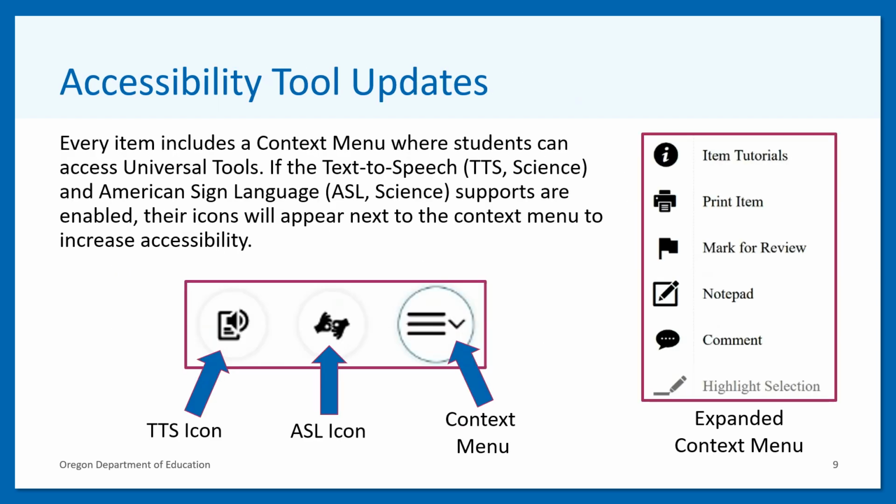Beginning in 24-25, students using text-to-speech or American Sign Language supports will now see the icons for these tools outside of the context menu within an item. This change makes it easier for students to find and use these supports. Test administrators should make sure to familiarize students with this new interface before testing begins. The context menu will still include universal tools and other features that may benefit all students.